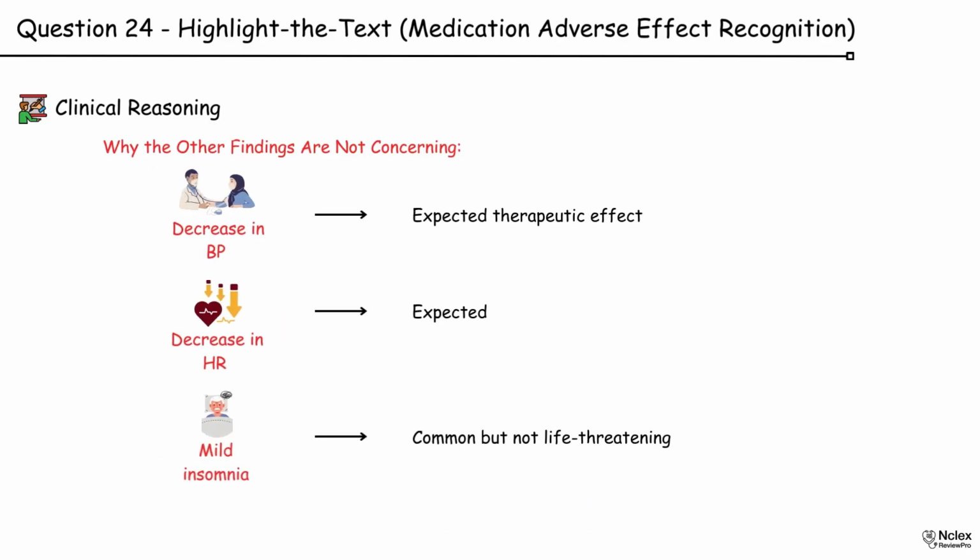Now let's eliminate the other findings. A decrease in blood pressure is an expected therapeutic effect. A decrease in heart rate is also expected. Mild insomnia can occur with beta blockers and is not life-threatening. But bilateral expiratory wheezes signal bronchospasm. That is the serious adverse effect.